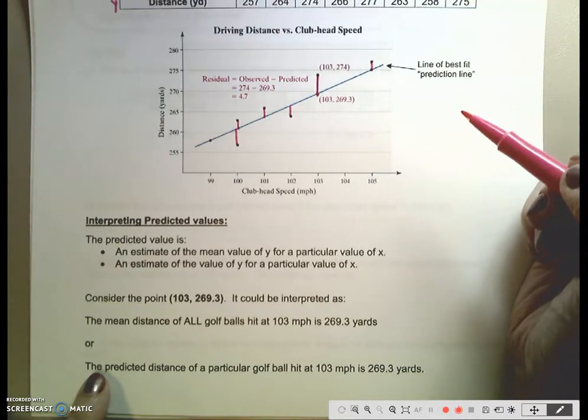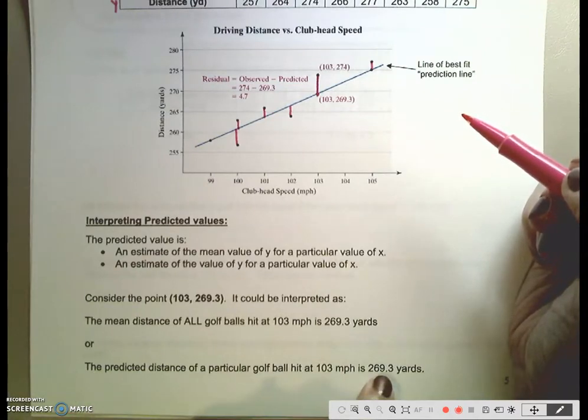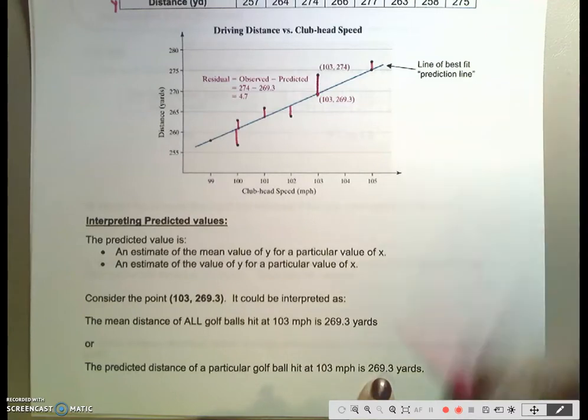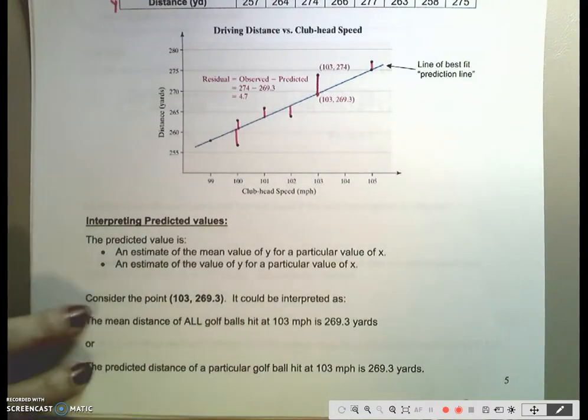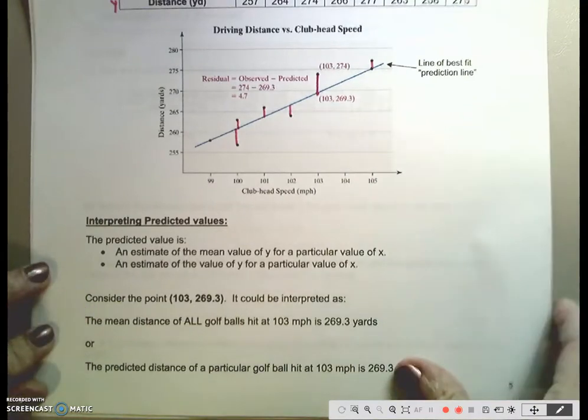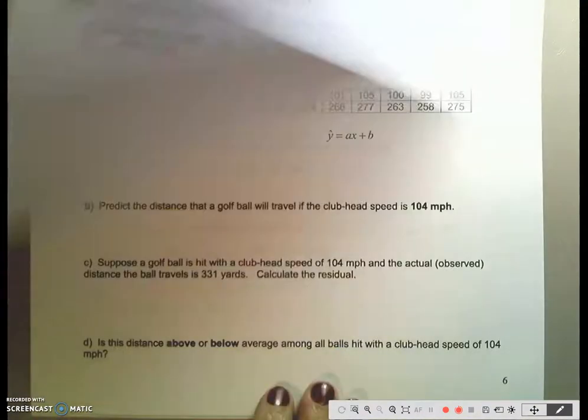Or you could say the predicted distance of a particular golf ball hit at 103 miles an hour is 269.3. So you could talk about one individual golf ball, like I predict if I hit this golf ball 103 miles an hour, it's going to go 269.3 yards. So it can be for one particular instance, or it could be generalized for all golf balls. It's the average distance or the mean distance. So either one of those are correct. It's two ways that we can use these to predict.